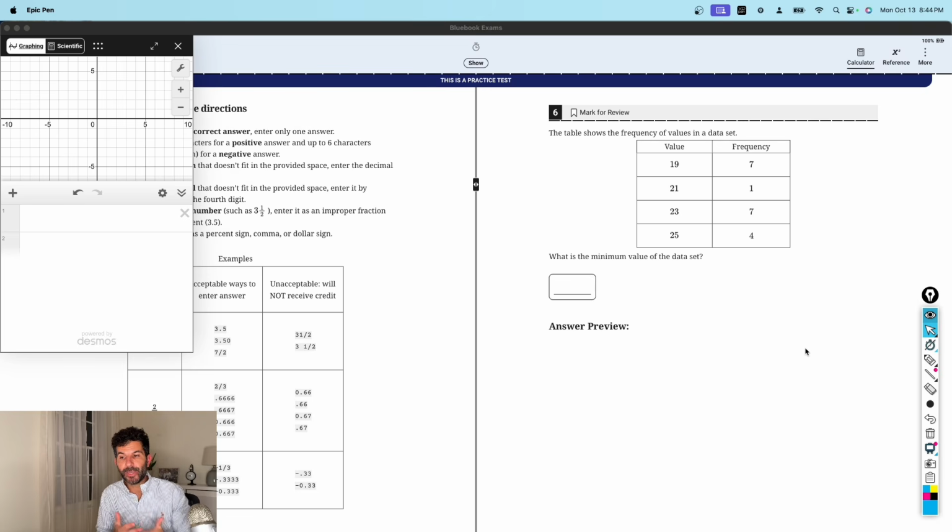So in this data set, we have 7 19s, we have 1 21, 7 23s, and 4 25s. So I'm not going to write them out. There's no reason to. But of all the numbers I listed, 19 is the lowest. And that's what they're looking for. Nothing more than that. So 19 is my answer.